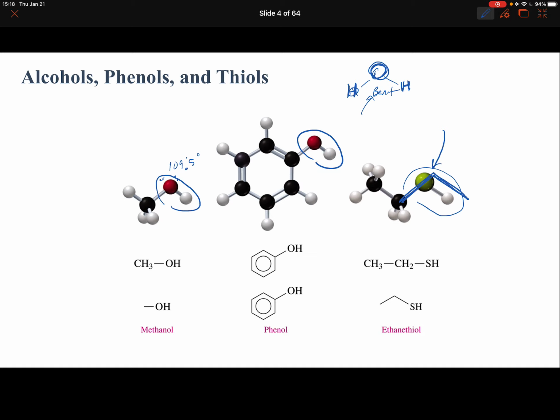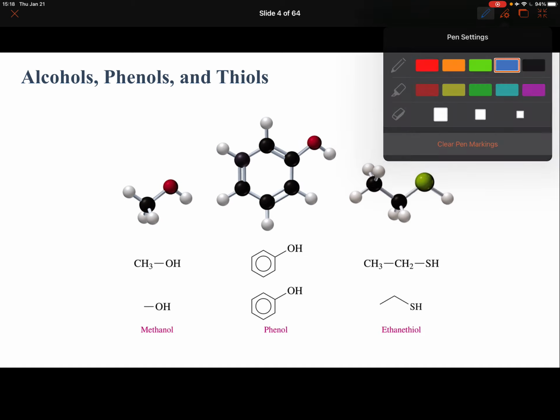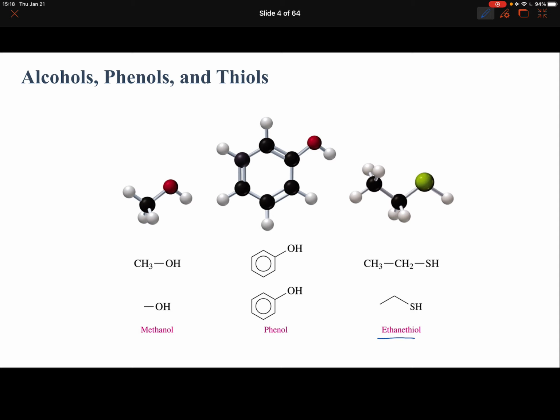Ethane thiol, you can see a little bit about the naming here. Ethane thiol is just an ethane with a thiol group on the end, whereas if this was an OH rather than an SH, it would just be ethanol. So that's a little hint into how the naming goes.